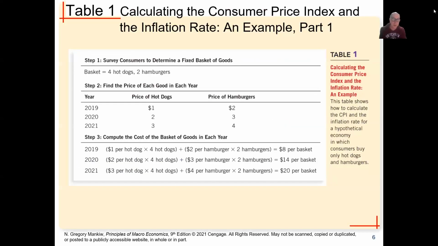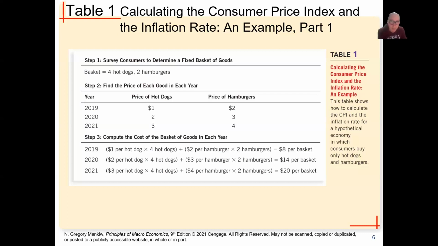So let's take a look at this using an example. Here we have two products, goods that we're looking at, hot dogs and hamburgers, and we are going to apply the consumer price index to this example. So here we have 4 hot dogs and 2 hamburgers, which equal our total goods in our basket.